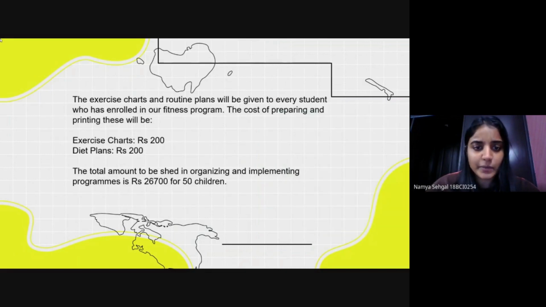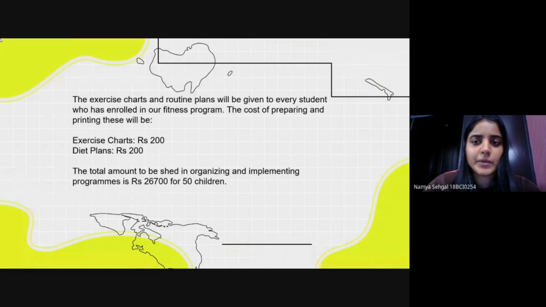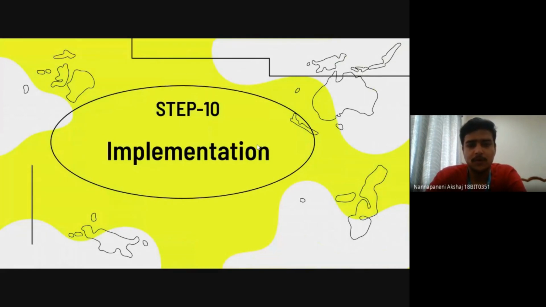Apart from all this equipment, we will be providing exercise charts and routine plans to every student who has enrolled in our program. The cost of preparing and printing the exercise charts and diet plans will be 200 rupees each. To give you a summary of the total costs involved, the total amount to be spent on organizing and implementing these programs is around 26,700 rupees for 50 children. So the cost taken per person is calculated and analyzed accordingly. Now let's move on to the implementation part.